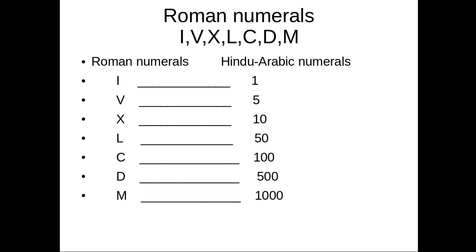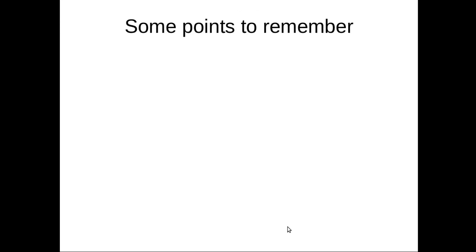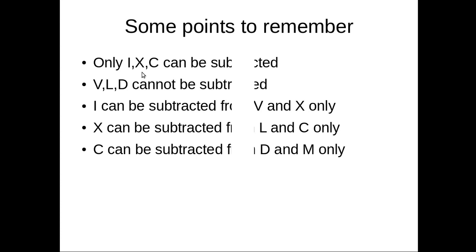Now see I is as 1, V is as 5, X is as 10, L is as 50, C equal to 100, D equal to 500, M equal to 1000. Now see some points to remember. Only I, X, C can be subtracted; V, L, D cannot be subtracted. I can be subtracted from V and X only, X can be subtracted from L and C only, and C can be subtracted from D and M only.